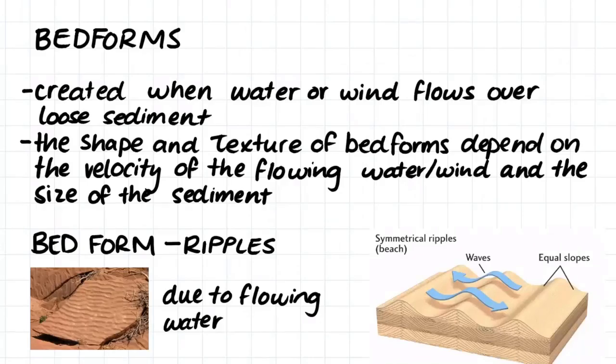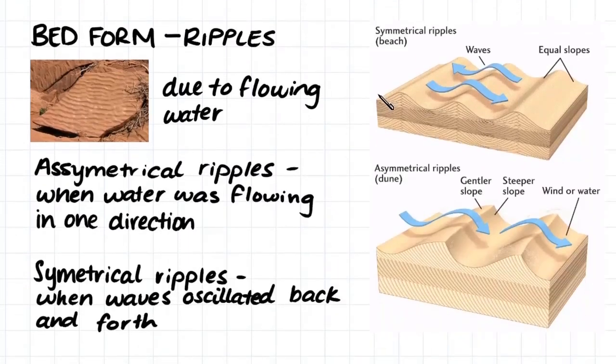Bedforms are formations that occur due to the movement of wind and water. Bedforms are created when water or wind flows over loose sediment, and the shape and the texture of the bedform depends on the velocity of the flowing wind or water and the size of the sediment. One type of bedform is ripples. Ripples occur due to the flow of water.